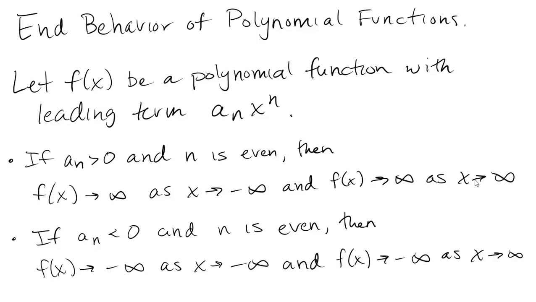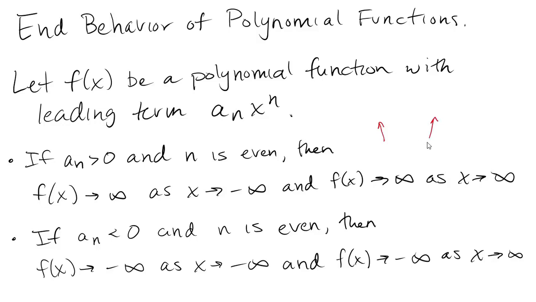Now what is that trying to tell us? It's telling us that on the left end, as x goes to negative infinity, the outputs of the function will be going to infinity, meaning that the left edge will be pointing up. That's the end behavior on the left side as x decreases without bound. And on the right side, as x goes to infinity, f of x also goes to infinity. So the right end is pointing up. That's the end behavior as x increases without bound. When the leading coefficient is positive and the degree is even, both ends point up.